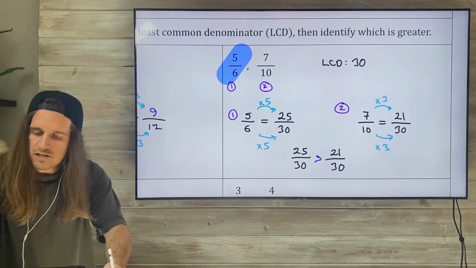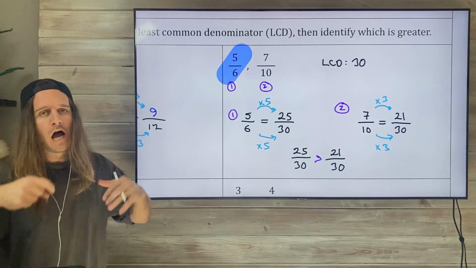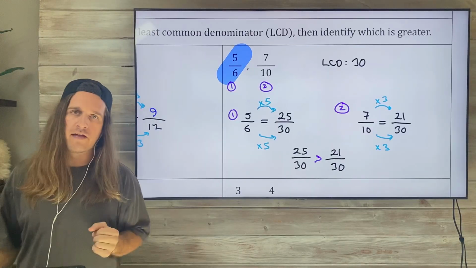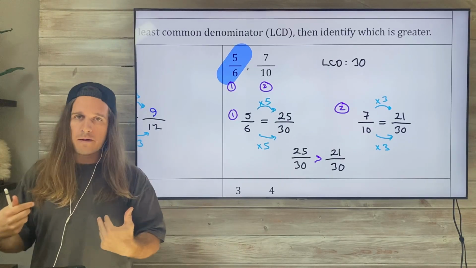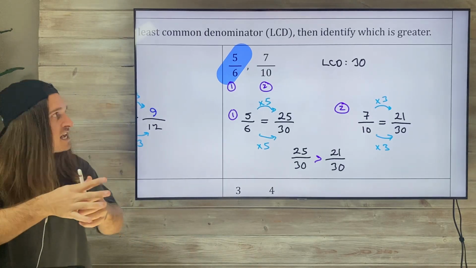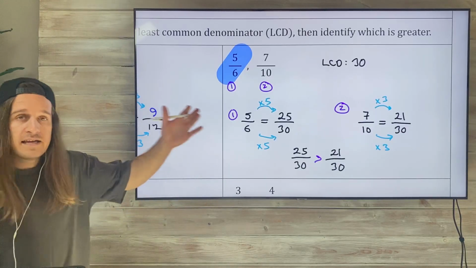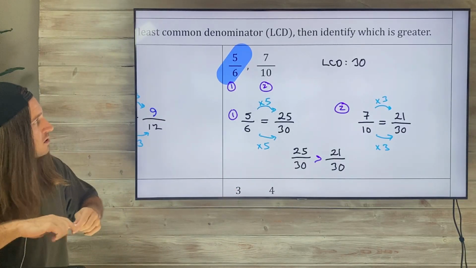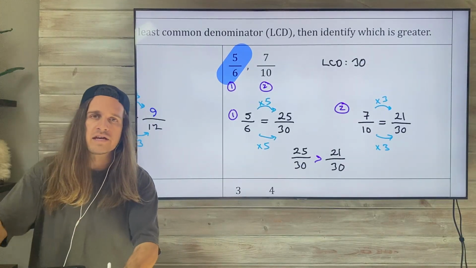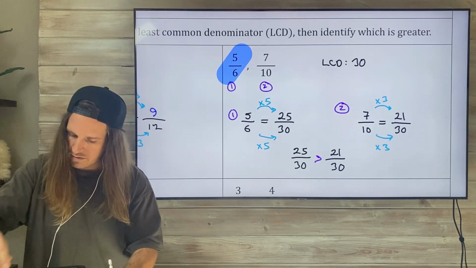So speaking of pizza again, right? If one person said, hey, I bought a pizza, it was cut into 6 slices and I ate 5 of them. Then someone else said, I bought a pizza, let's assume that it's the same size, but it was cut into 10 pieces and I ate 7 of them. Who ate more? This time there is a winner, if you will, and that's the person that ate 5 out of 6 slices, as opposed to the person who ate 7 out of 10, right? So these are not equivalent fractions. These are not the same. One of them is bigger.